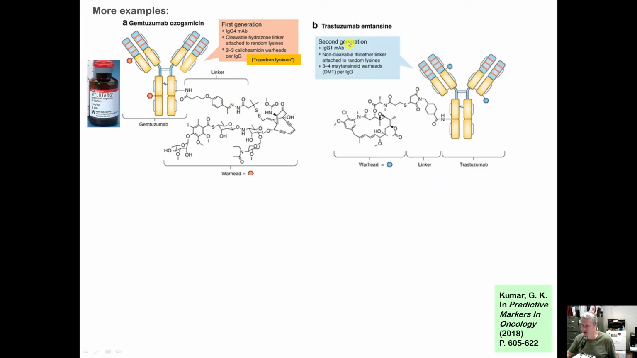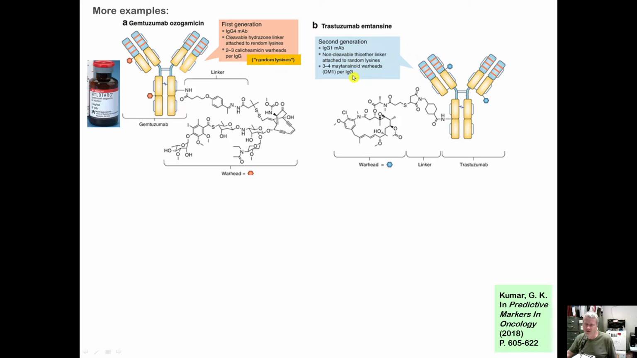This is a second generation antibody drug conjugate. This one uses a non-cleavable thioether linker, so it's attached also to lysines. I think these little hexagons show the attachment points to where the drug gets attached, a little bit randomly, and it's a little inhomogeneous, and it's non-cleavable. That's weird. Let's talk about that in a minute or two.